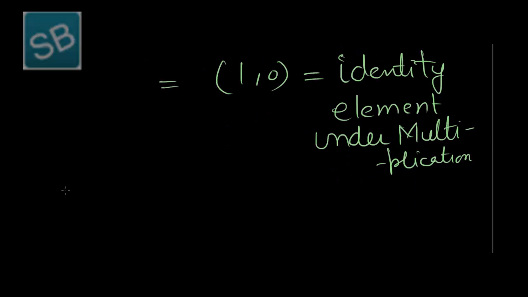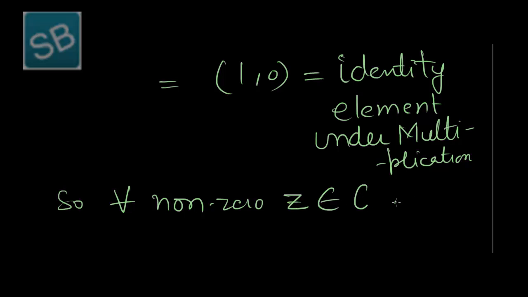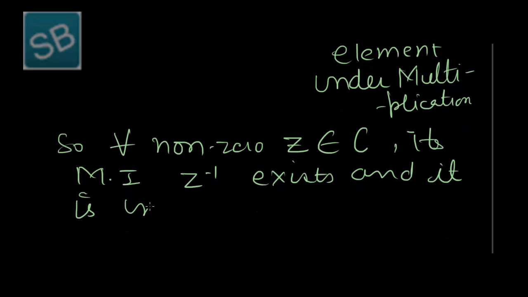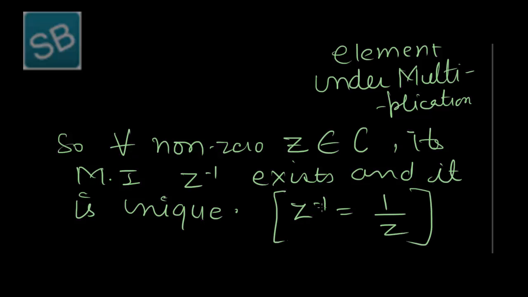So for every non-zero Z belonging to the complex numbers, its multiplicative inverse Z inverse exists and it is unique, as the identity element is also unique, and Z inverse is also written as 1 over Z.